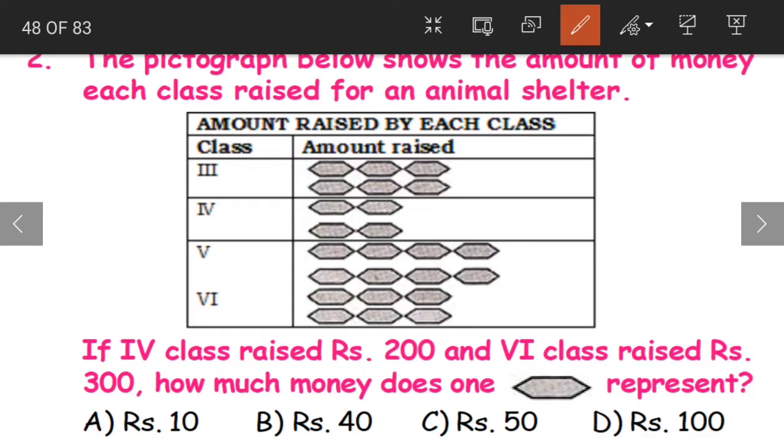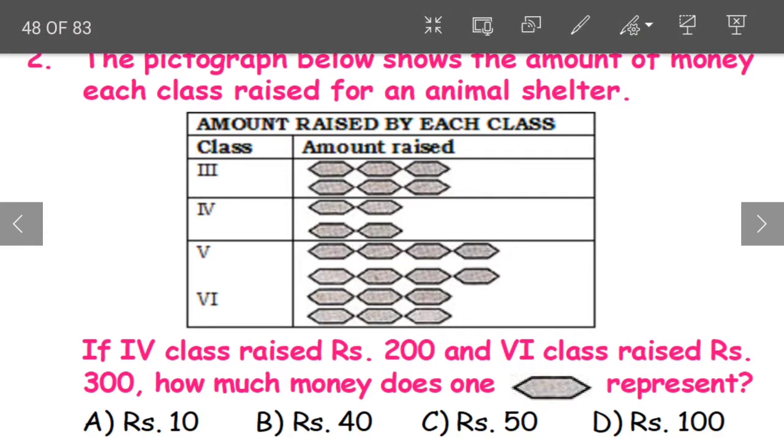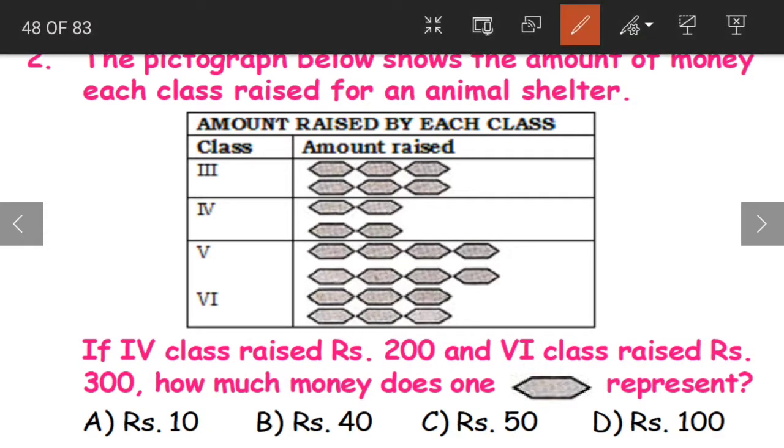Now coming to question 2. The pictograph below shows the amount of money each class raised for an animal shelter. Now if 4th class raised 200 rupees and 6th class raised 300 rupees, how much money does one, let us call it a block, does one block represent?